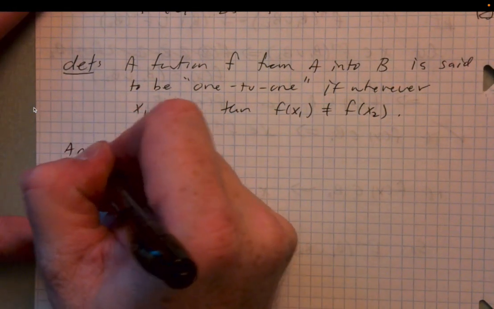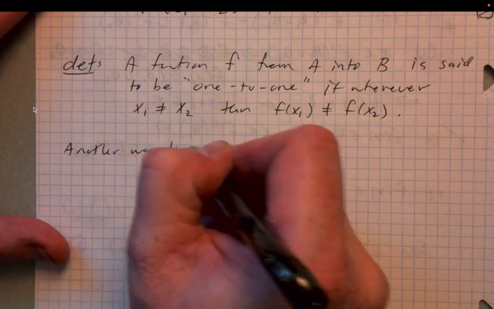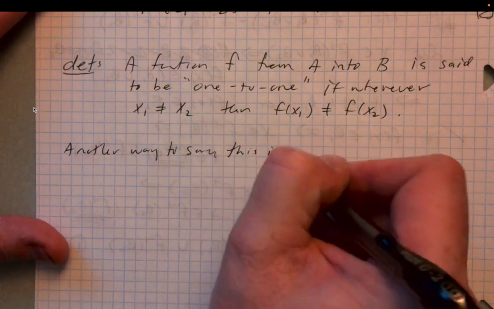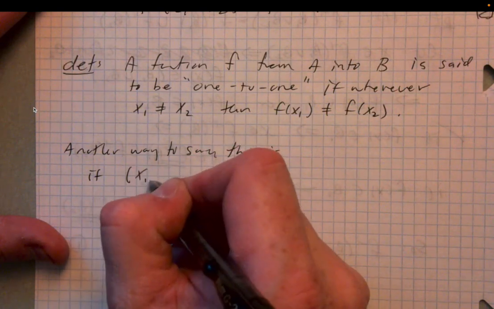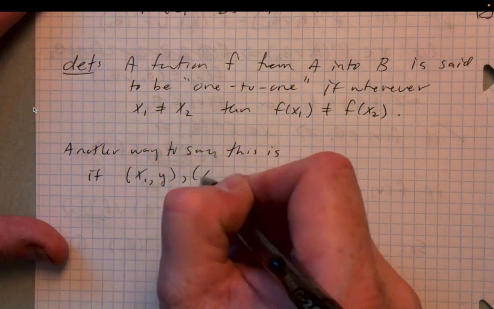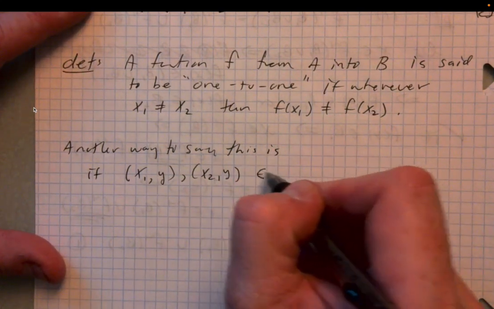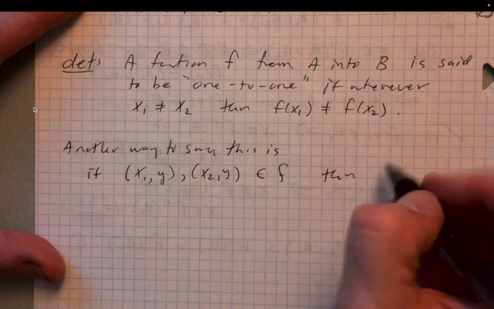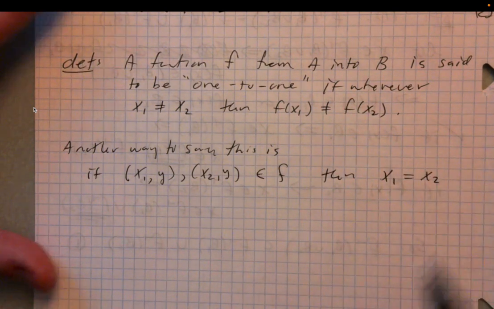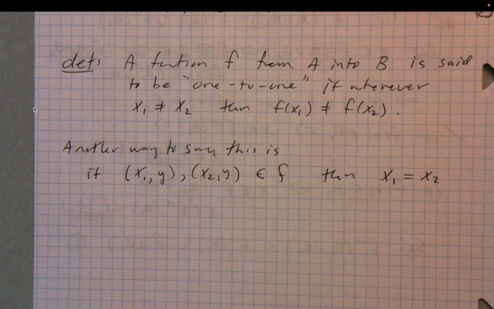So if (x1, y) and (x2, y) are in f, then x1 equals x2, right? Clearly the y is equal to y. So if they're both in f, if you have two elements, x1 and x2, that map to the same element, and the function's one-to-one, then x1 and x2 must be the same thing.